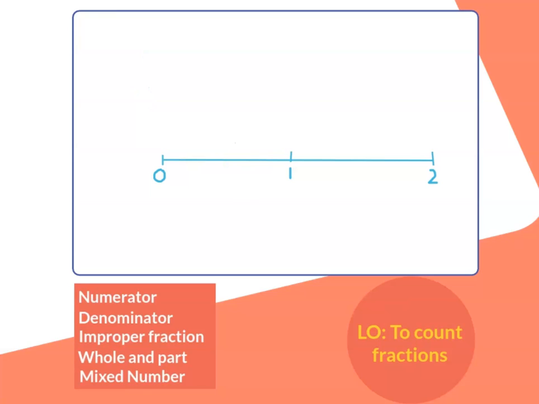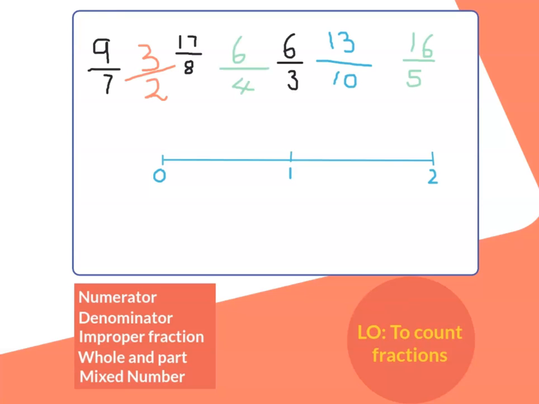Let's vary it up a little bit. What if I wanted to plot an improper fraction onto the number line? An improper fraction. Do you remember what that is? Yeah, it's a fraction where the numerator is greater than the denominator. These are examples of improper fractions. They're all greater than a whole value.